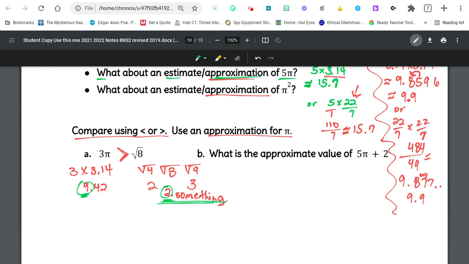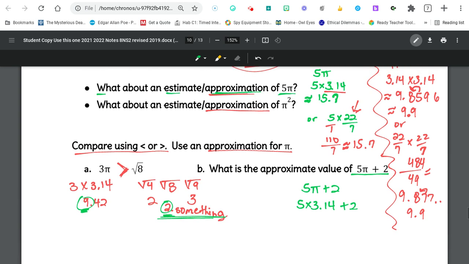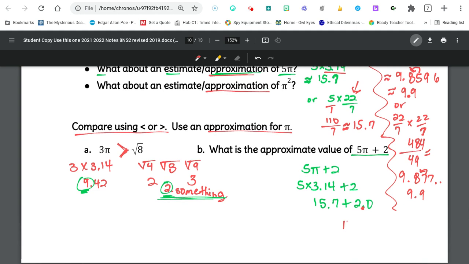B says what is an approximate value for 5 pi plus 2? Well, 5 times pi plus 2 will be 5 times 3.14 plus 2. And that would be 15.7 plus 2, or I'm going to put 2.0 so that I can line the decimals up. So that's going to give me 17.7.